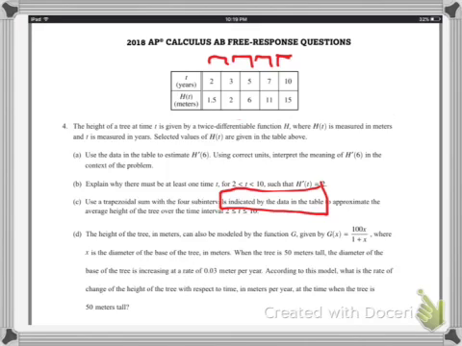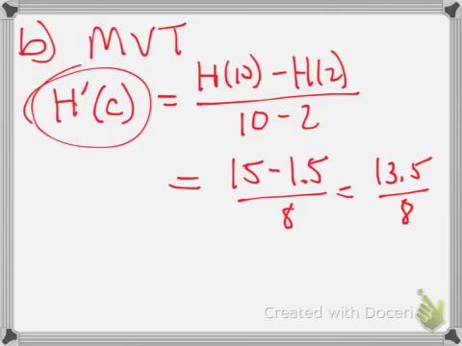We're trying to approximate the average height of the tree, so we need our average value integral. I'm sorry, we're going from 2 to 10.